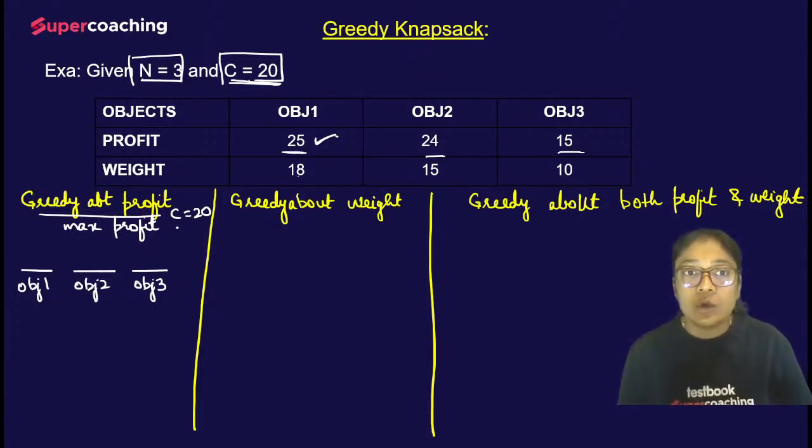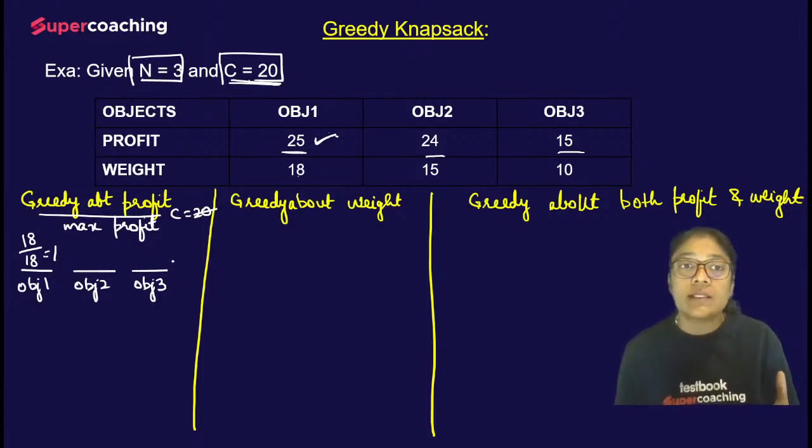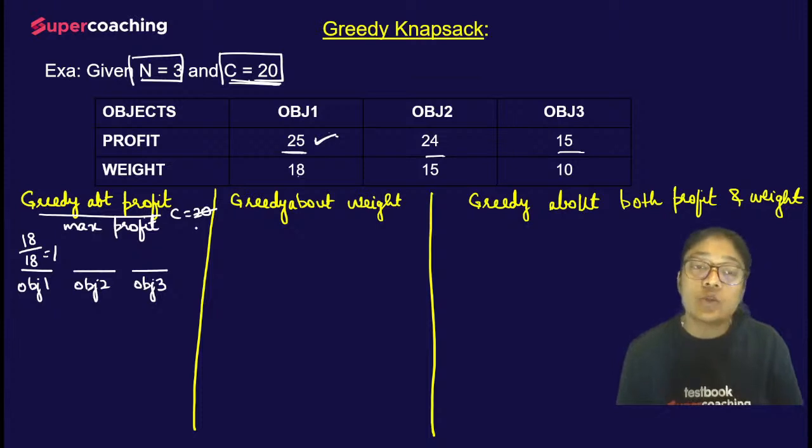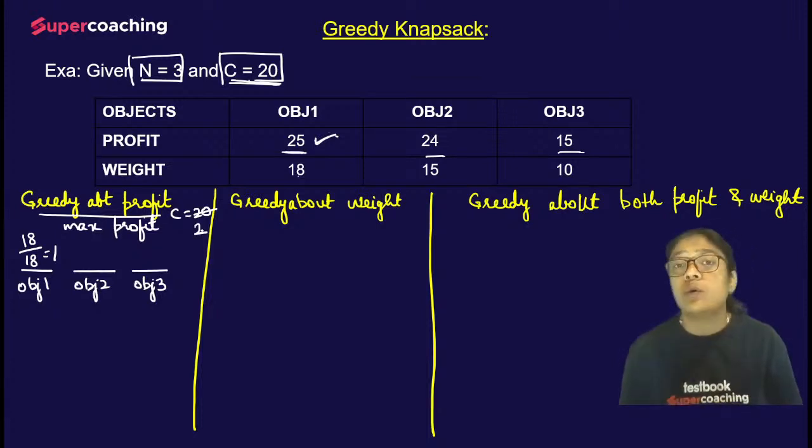Is sufficient capacity available? Total capacity available is 20, but the weight of object 1 is 18. That means out of 18 units, it can take all 18 units, so object 1 is taken completely. The remaining capacity: it could carry 20 units, 18 are carried, so 20 minus 18 is 2. The remaining capacity of the knapsack is now updated to 2.